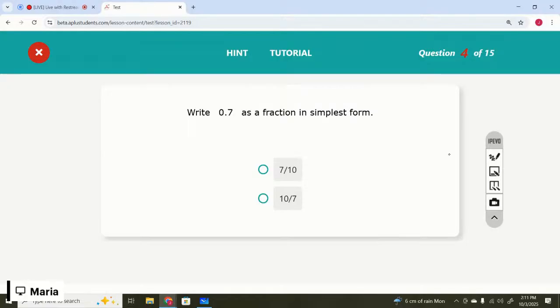Write 0.7 as a fraction in simplest form. So we can write it as 7 over 10. Option number 1 is the correct option. 7 over 10 it is.